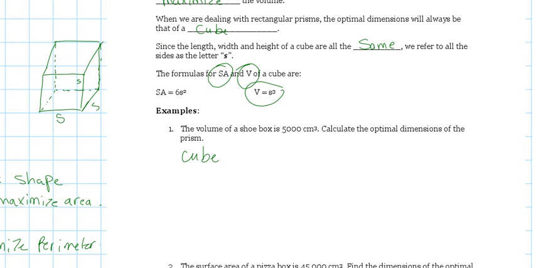The volume. So if I'm going to find the dimensions, what's given to me is the volume. So I know that the volume is 5,000 centimeter cubed. I'm looking for the optimal dimension. I know it's a cube, so I'm looking for what letter? S. I don't know what S is.